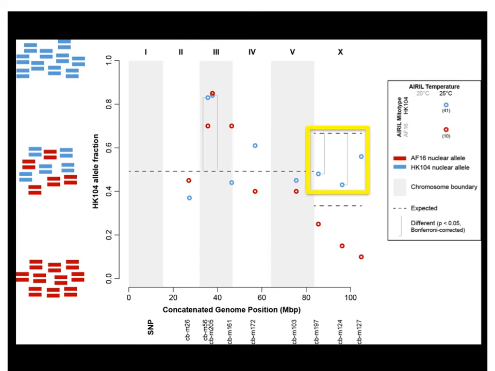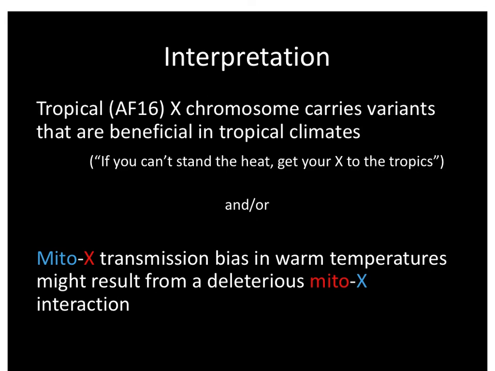What we were not expecting, though, was this interesting bias on the X chromosome, where if you have HK104 mitochondria, across much of the X chromosome HK104 mitochondria is coupled not with inheritance of blue X chromosomes, but there's a bias towards inheritance of AF16 or tropical-like X chromosomes at 25 degrees growth. And so that is the basis for the title of the talk: if you can't stand the heat, get your X to the tropics.